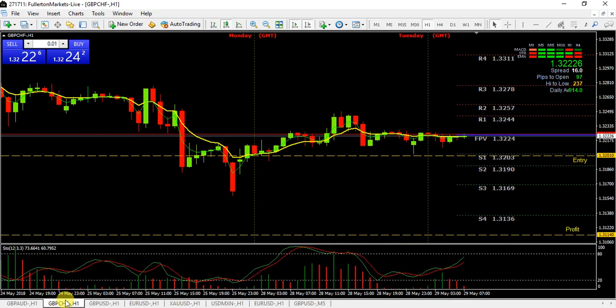The pound Swiss is still expected to make a pretty good move. It didn't do anything yesterday, mostly just sideways. And then our entry point for today is 1.3201 and take profit at 1.3114.